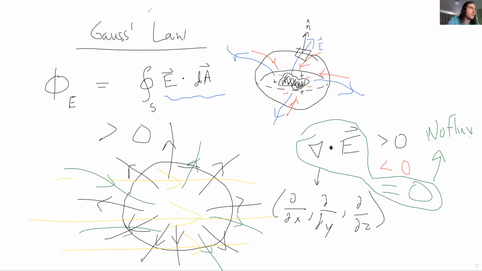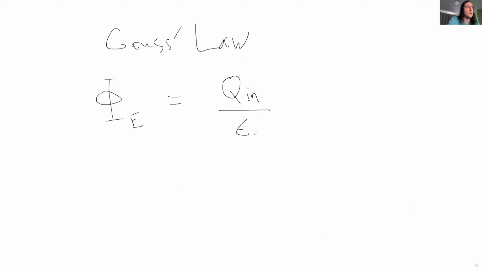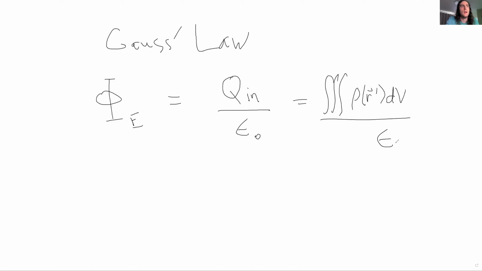Now, what is Gauss's law? Gauss's law says that the electric flux is always equal to the charge enclosed, the charge inside, divided by epsilon naught. Now there's a more complicated version of this in your book where it says we have to do a triple integral of the density of charge over some r prime over the volume, and so forth, divided by epsilon naught.